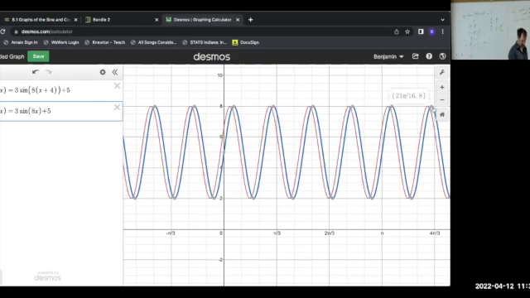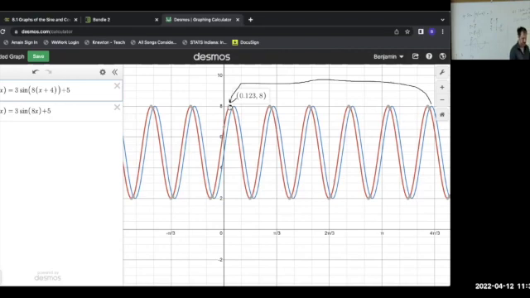What I'm saying is that this point here shifted all the way back to here. And my hypothesis is that this point should be about 0.12. Let's see if Desmos will tell us what this point is. 0.123.